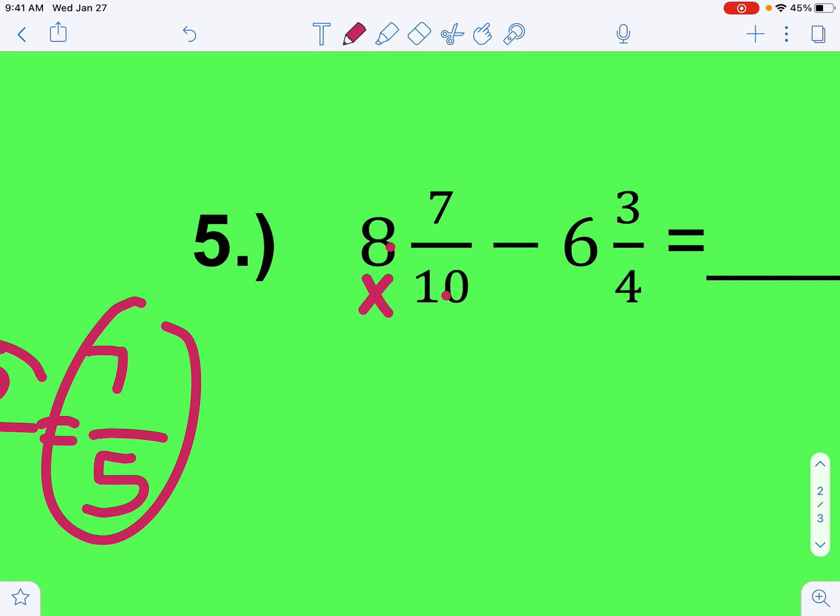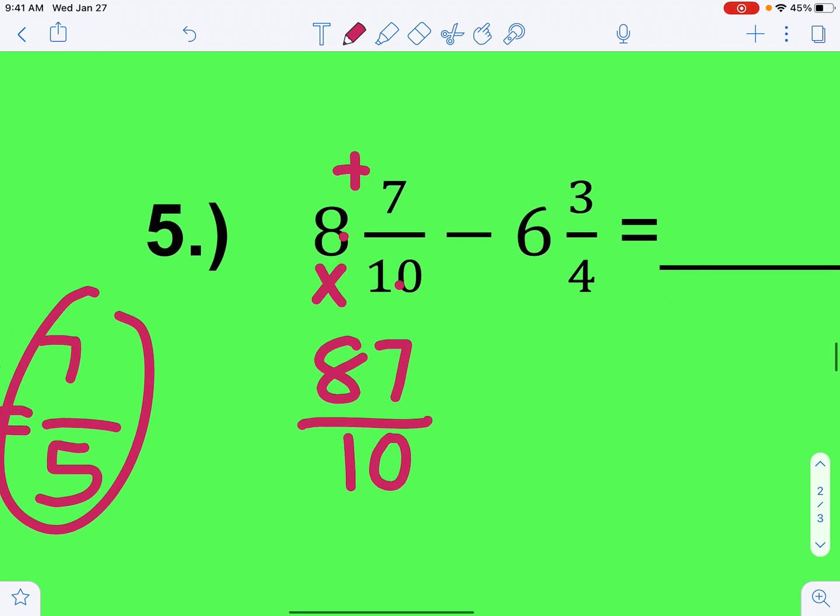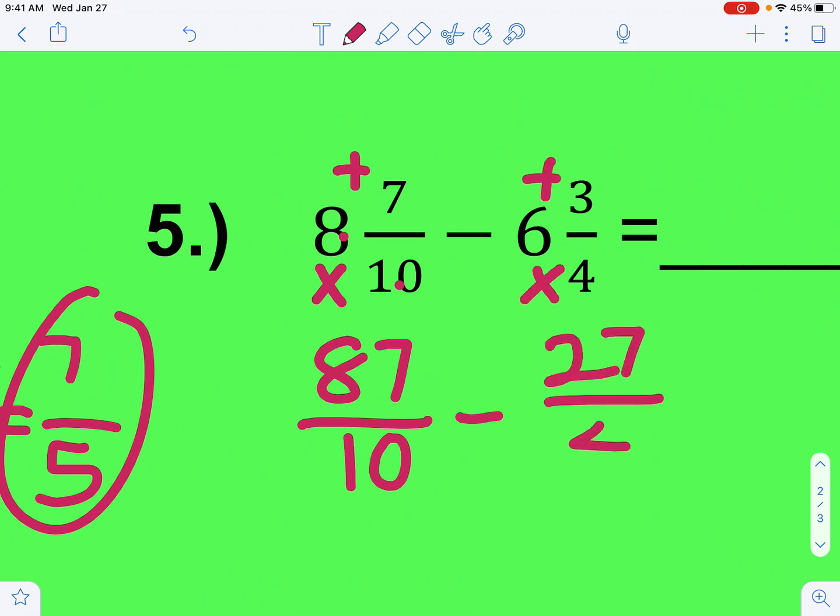To convert to an improper fraction, remember we take 10 times 8, which is 80, and then add 7. So 87 over 10. Minus 6 times 4 is 24. Plus 3 is 27 over 4.